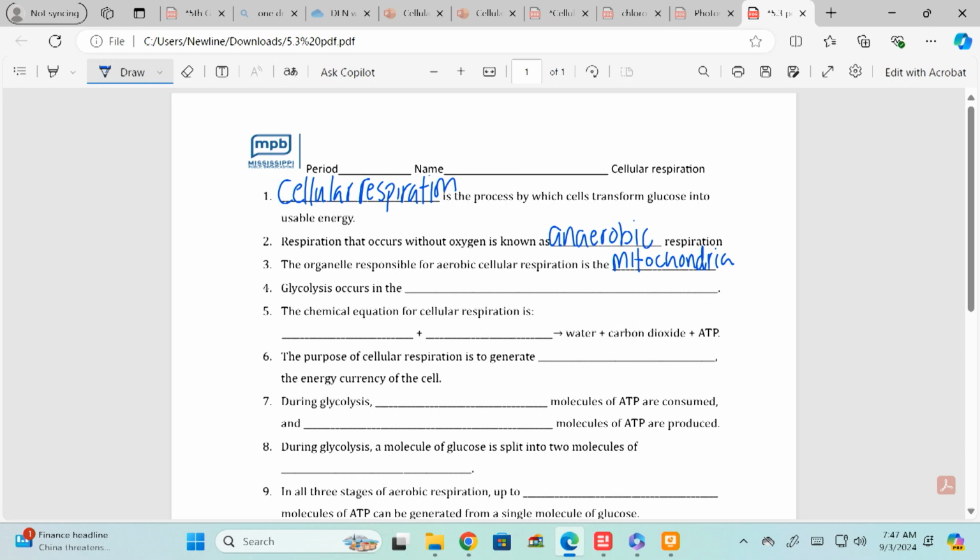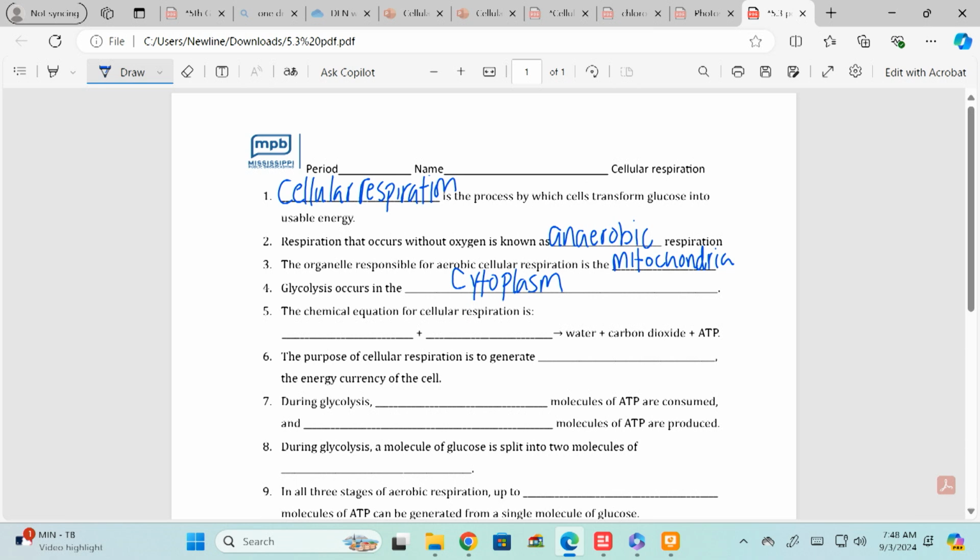All right, so 4, glycolysis occurs in the blank. So the aerobic parts happen in the mitochondria. The anaerobic parts happen somewhere else in the cell. Where does that happen? That happens in the cytoplasm. So let's go with cytoplasm here. Great job. Okay, let's keep it going.